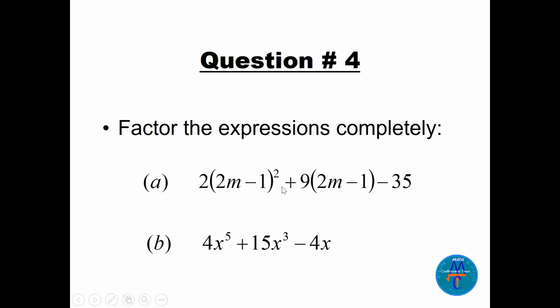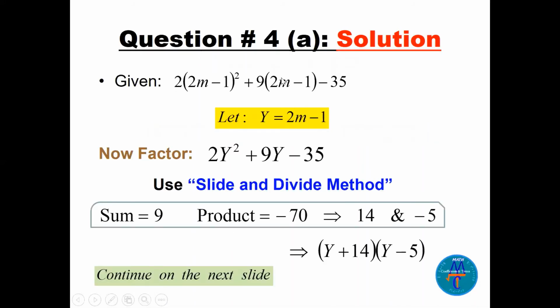So this one you can pause the video if you like and try. Put here anything for 2m minus 1. Put something. You can put x, you can put y, you can put k, you can put g, you can put d. It's up to you. So in my case here, I took let y is equal to 2m minus 1 here. So that's y. Now we have 2y squared plus 9y minus 35.